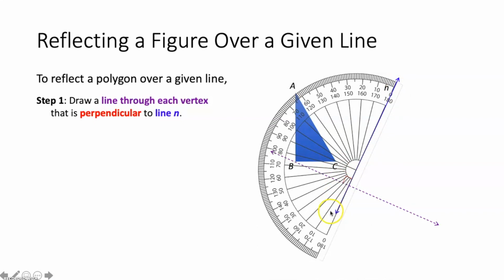I get my protractor, I line up the bottom with our line of reflection, I make sure the 90-degree line goes through my vertex, and I want to draw a line that traces that 90-degree line and continues it on the other side.